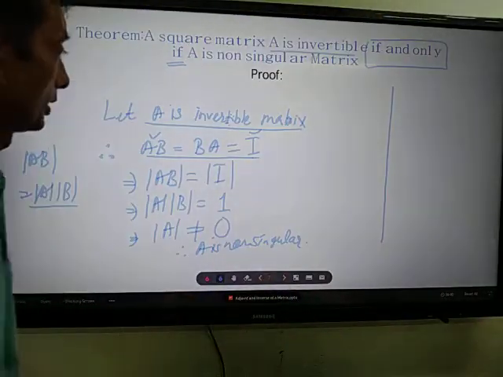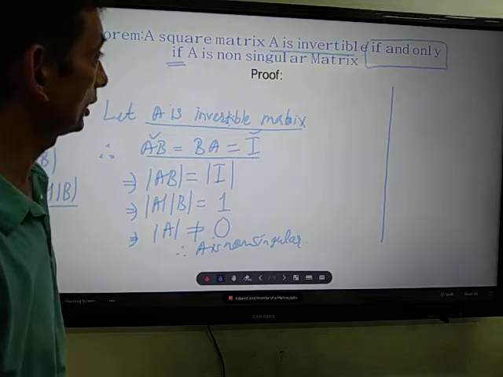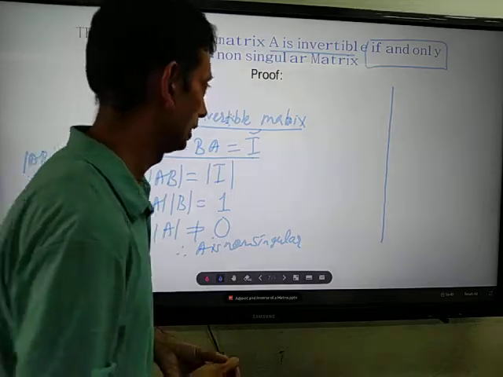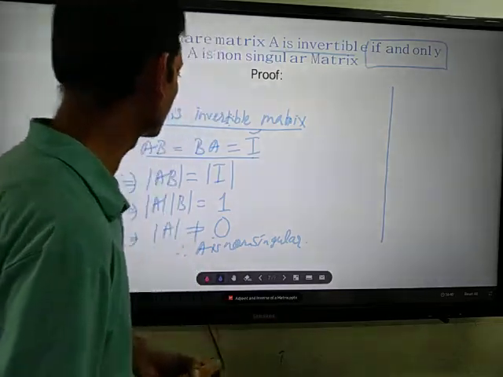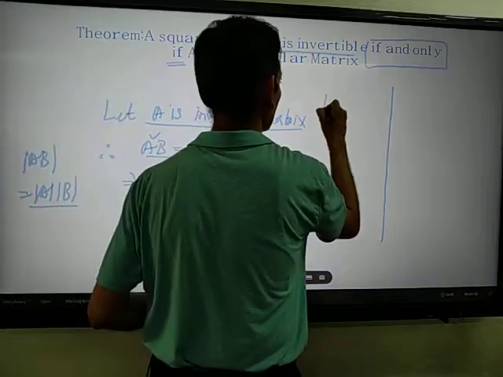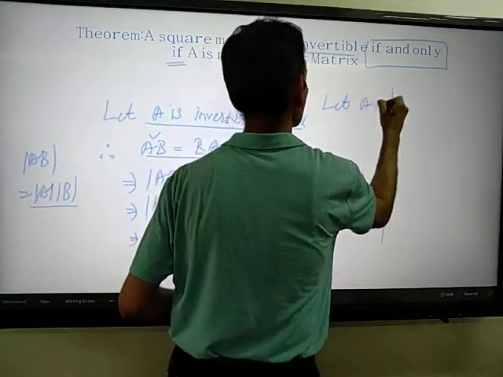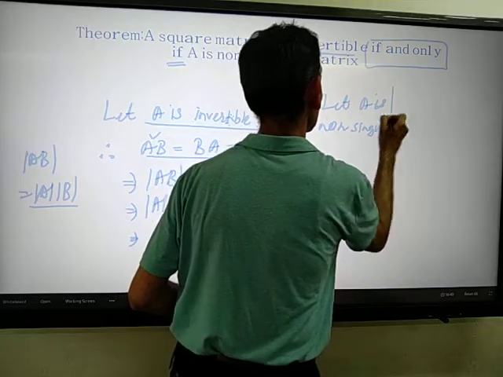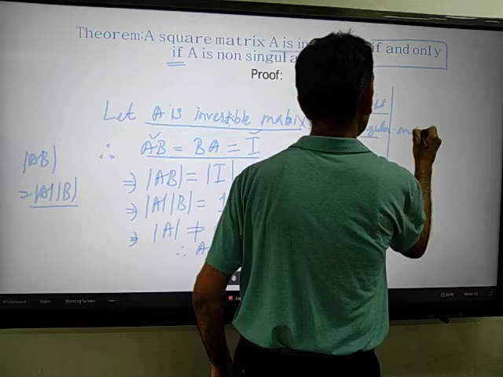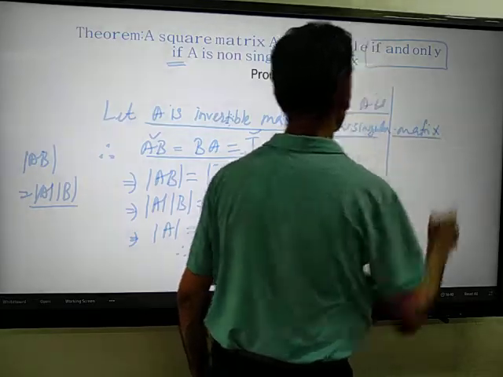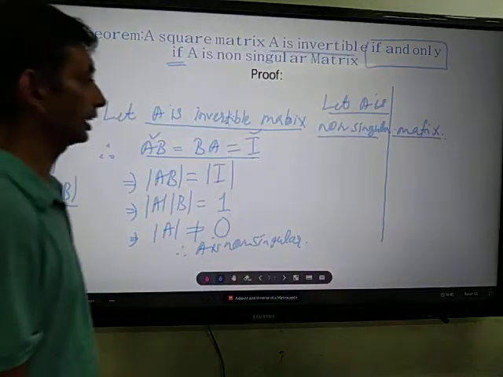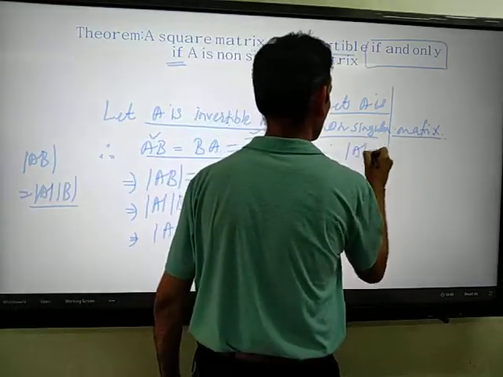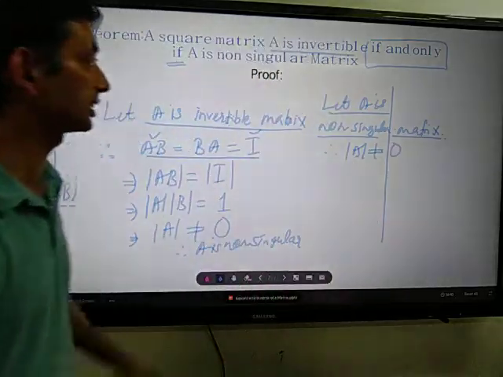Next, the converse part. What is the converse part? In this case, first we assume that A is non-singular. Let A be a non-singular matrix. Therefore, determinant A is not equal to 0. We are assuming this for the converse part.